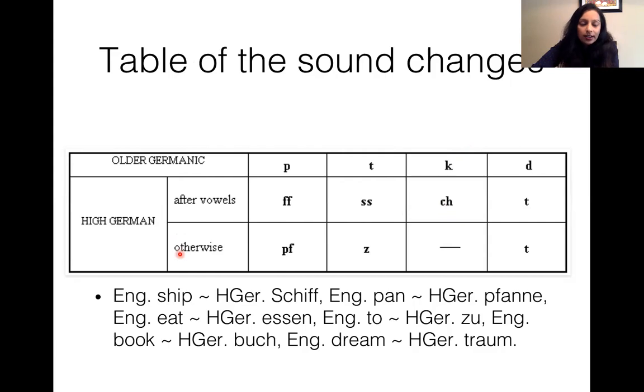In other Germanic dialects or in other Germanic registers, you didn't have this change. So you have the p, which remained like p and f, and the t, which became s, and the k did not have a change, and then the d remains the same as t.